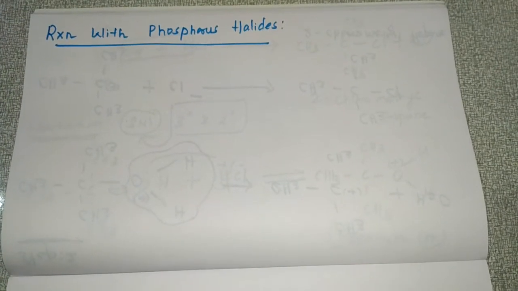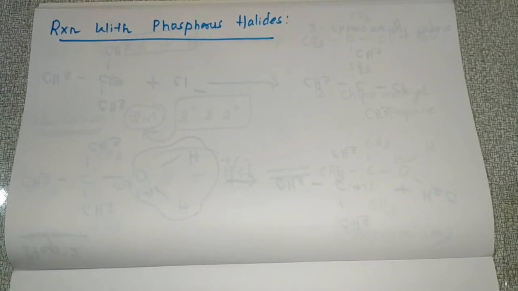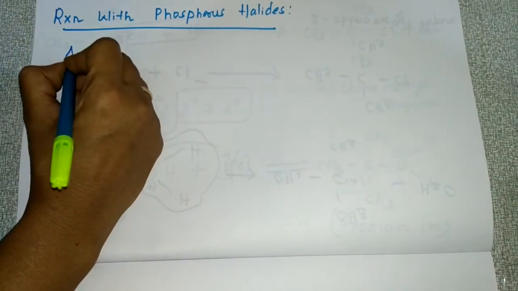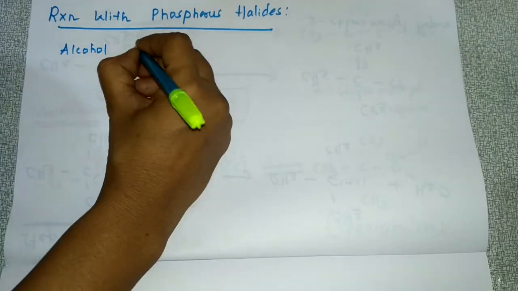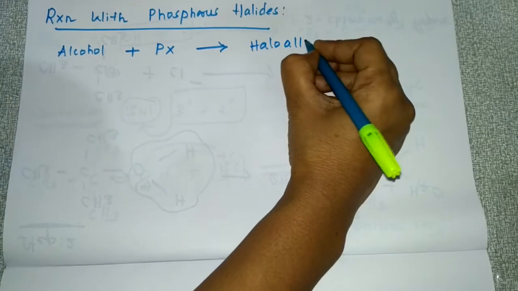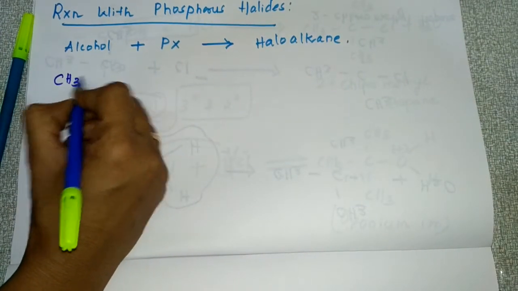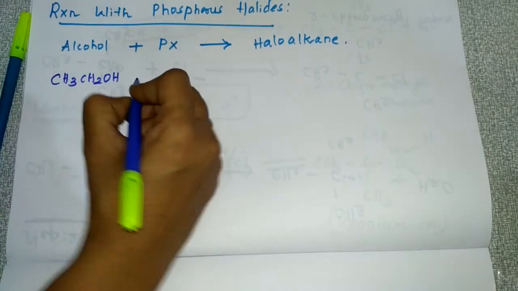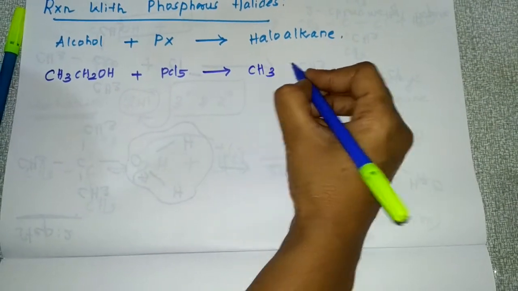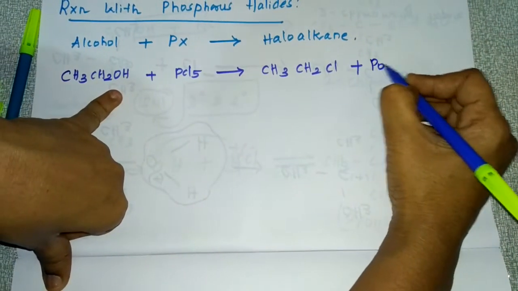Next is reaction with phosphorus halides. This reaction with phosphorus halides also comes under the reactions involving cleavage of the C-OH bond only. Here alcohol will react with phosphorus halide, and the product formed will be haloalkane. I'll give you a reaction example. You can take any alcohol, CH3CH2OH plus PCl5. The product formed will be CH3CH2Cl plus POCl3.